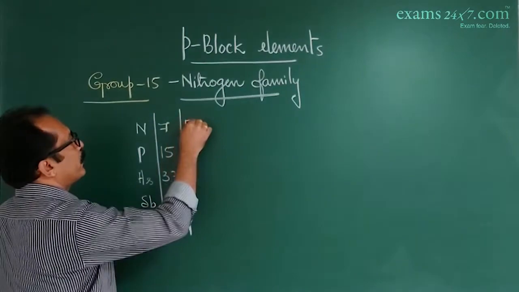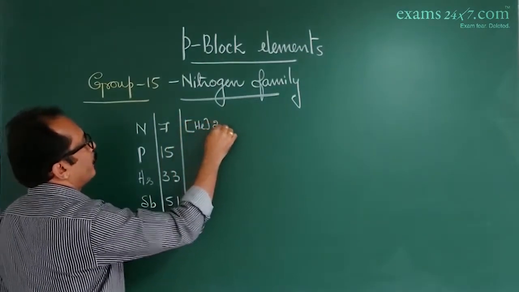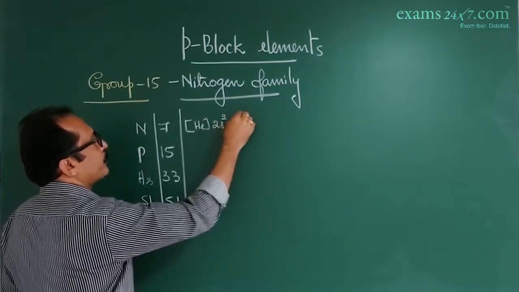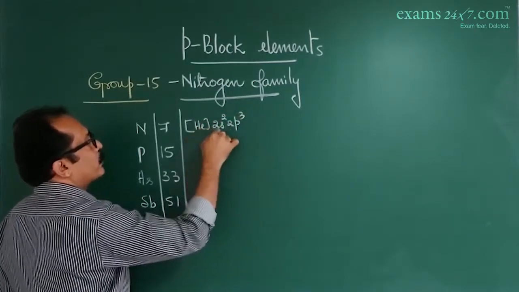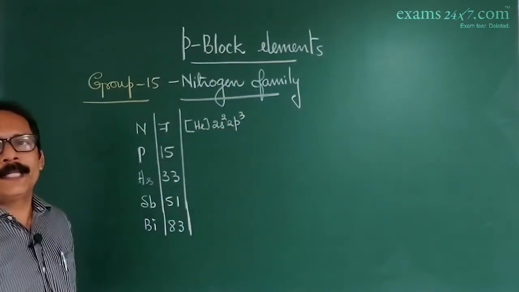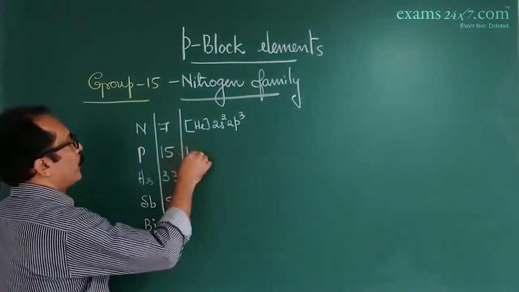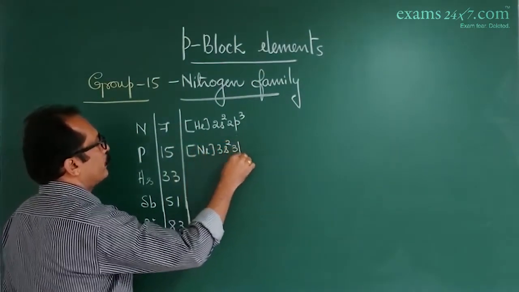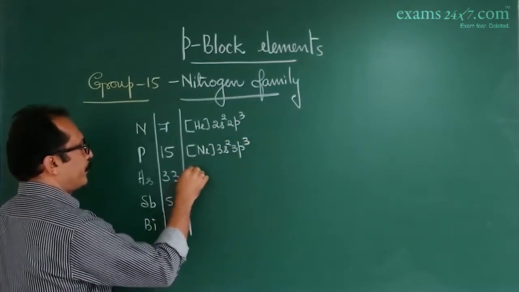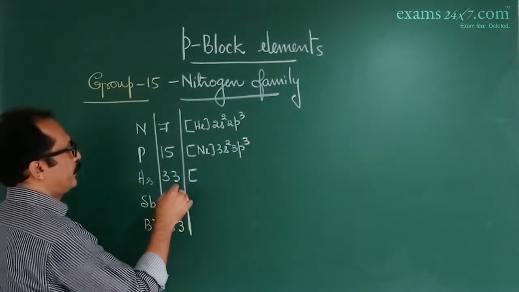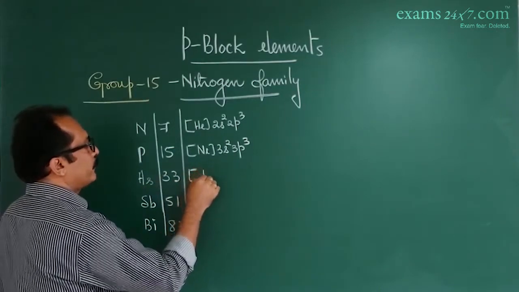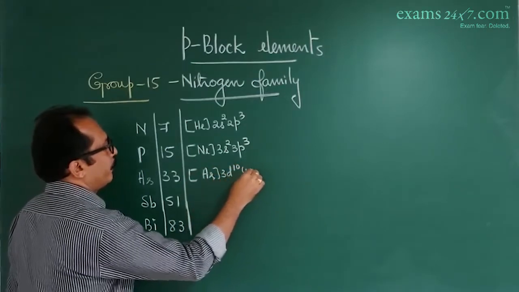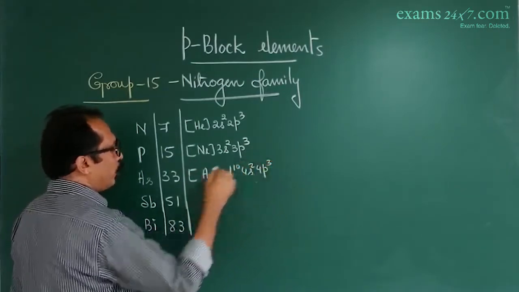Now, about the electronic configuration with respect to the nearest noble gas. For nitrogen, the nearest noble gas is helium: 1s2, 2s2, 2p3. For phosphorus, the nearest noble gas is neon, 3s2, 3p3. Arsenic, nearest noble gas is argon, 18, 3d10, 4s2, 4p3.